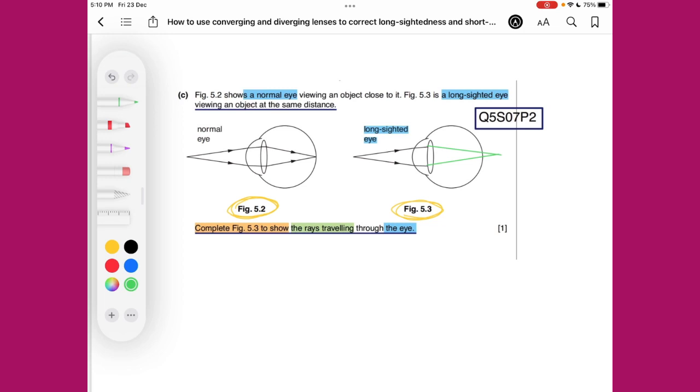Again, guys, in long-sightedness, the rays will intersect behind the retina. How can you treat or correct this? In long-sightedness, by using a convex lens, a converging lens. Is it clear? Okay.